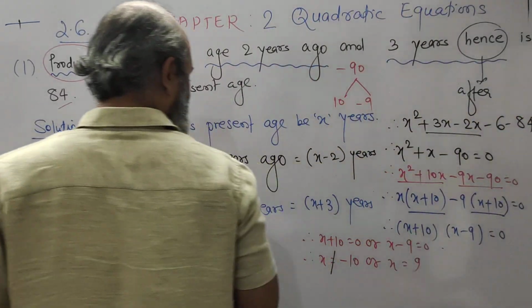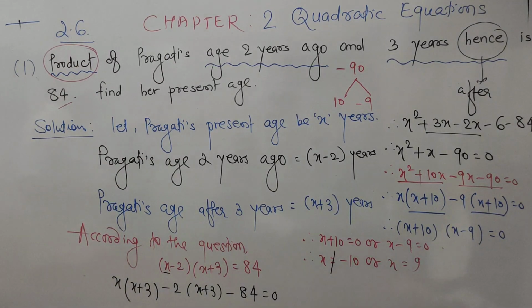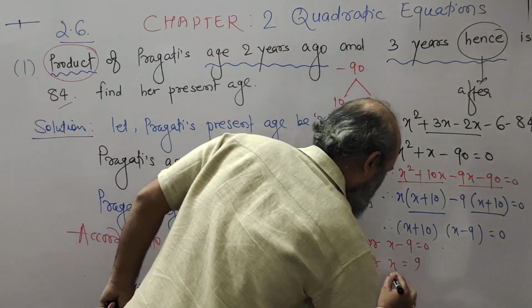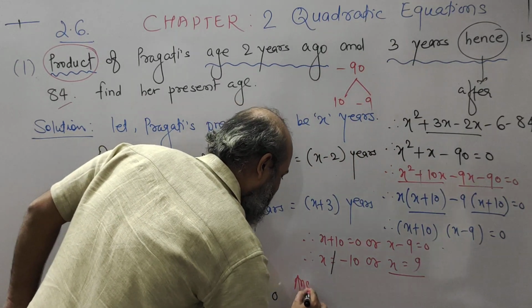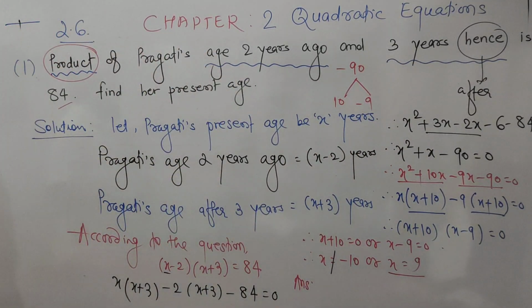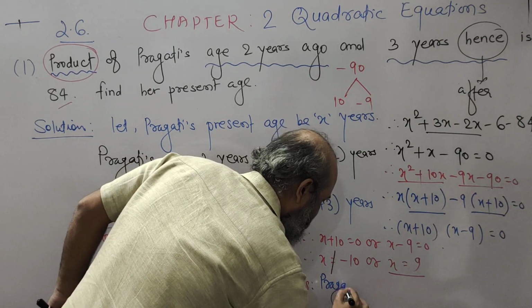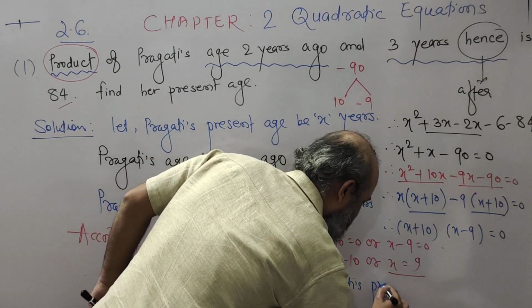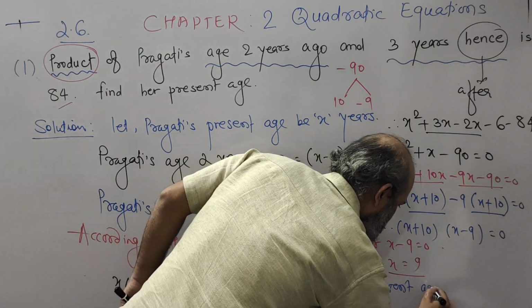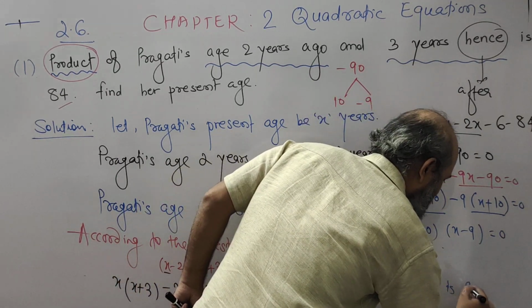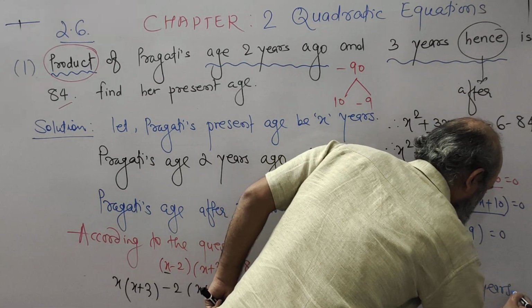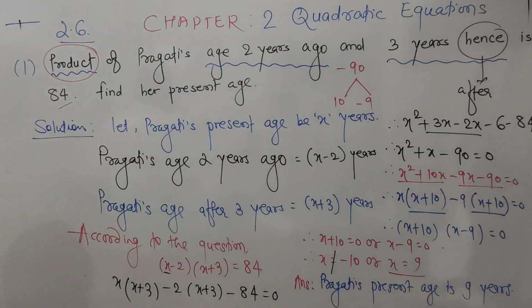So you will take x is equal to 9, and this is the answer. x is equal to 9 is the answer. So what do you write as the answer, student? Pragati's present age is 9 years. Okay, what is Pragati's present age? Pragati's present age is 9 years. Okay, friend? Now the next question we will see in the next video.